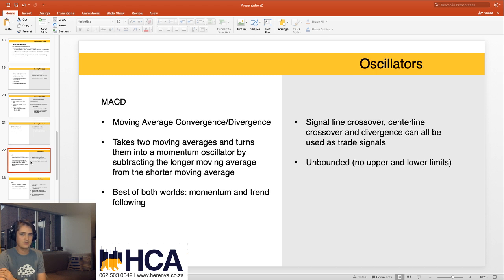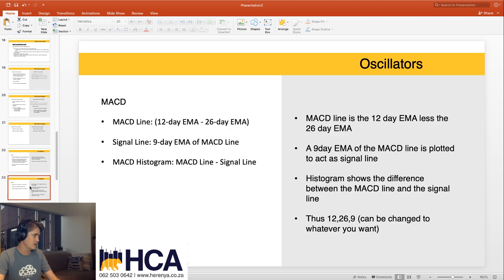We then looked at different oscillators. We started with the MACD. MACD basically stands for moving average convergence divergence. It takes two moving averages and turns it into a visual momentum-based indicator that we can see, right? So it looks at what the trend is as well as what momentum is doing. It consists of a signal line or a crossover line, a center line, and we look for divergence, and there's also a bit of a histogram to it.